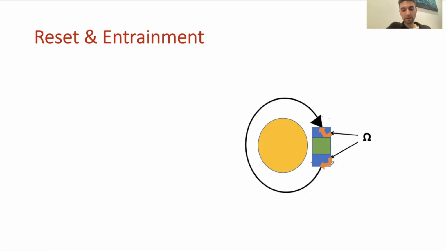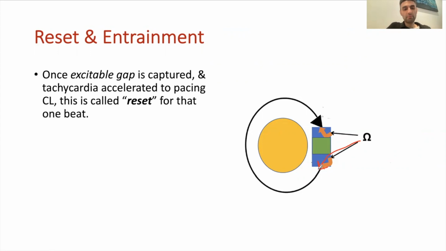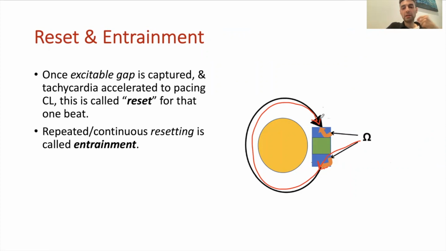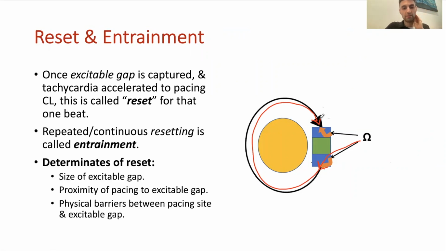So say that you pace slightly faster than a specific tachycardia and you were able to depolarize the excitable gap, hence you leapfrogged into the circuit, and then that pacing stimulus would revolve once around the circuit. Okay, and if you were able to achieve that, this is called reset for that 1 beat. And if you continuously repeat this maneuver, this is called continuous resetting or entrainment of the tachycardia.